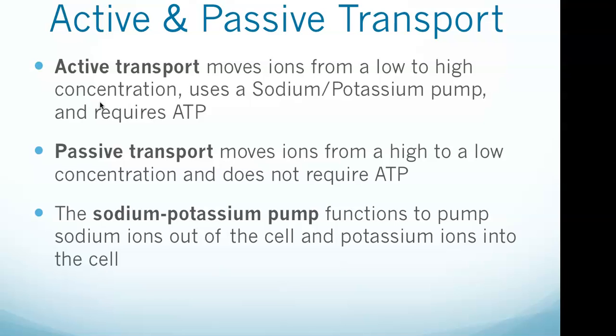The sodium-potassium pump functions to pump sodium ions out of the cell and potassium ions into the cell. The sodium-potassium pump is a well-understood example of active transport. Sodium and potassium ions are pumped in opposite directions across the membrane, building up a chemical and electrical gradient for each. These gradients can be used to drive other transport processes.